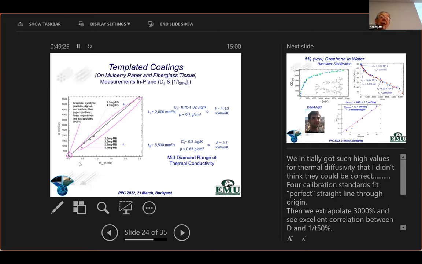And we measure the densities by just weighing the coatings after drying and measuring the thickness of the coating with a micrometer. They're about, I think, 47, might have been 25 millimeters in diameter. Okay, so bottom line is we're getting the most thermally conductive materials made by man outside of a vacuum chamber, in the mid-diamond range.